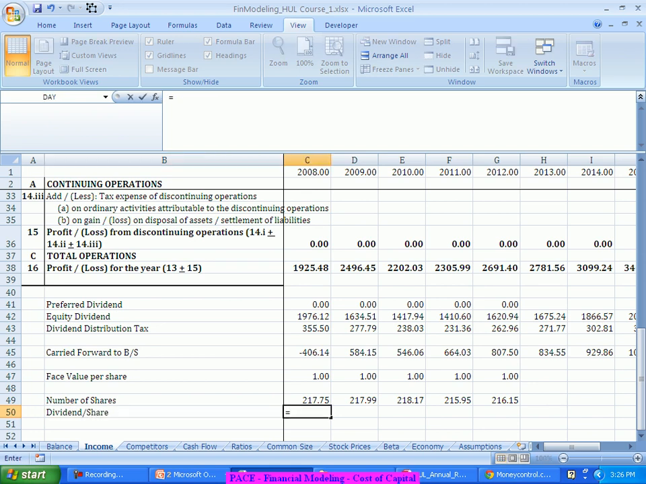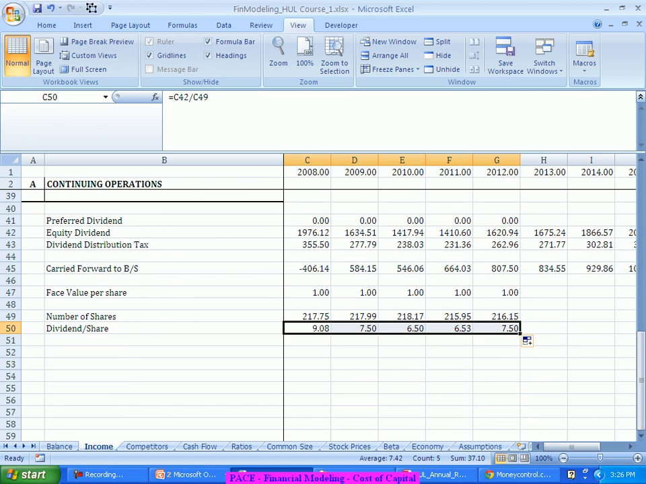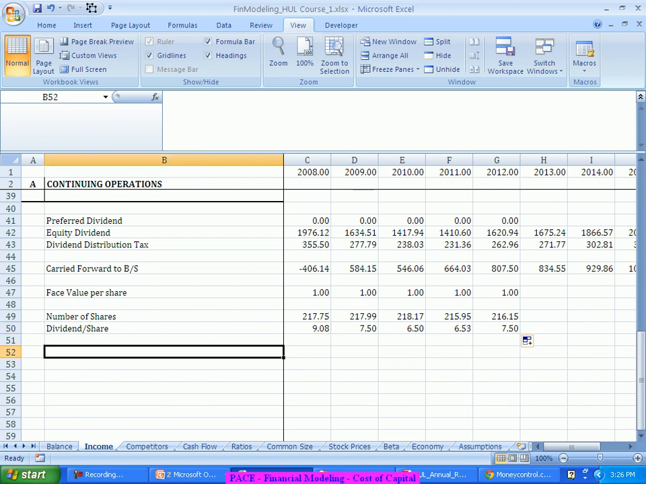Dividend per share comes out as dividend divided by number of shares. This is the dividend per share. Now, I want the prices also, the market price in each of the years. So market price also I need for each of these years.